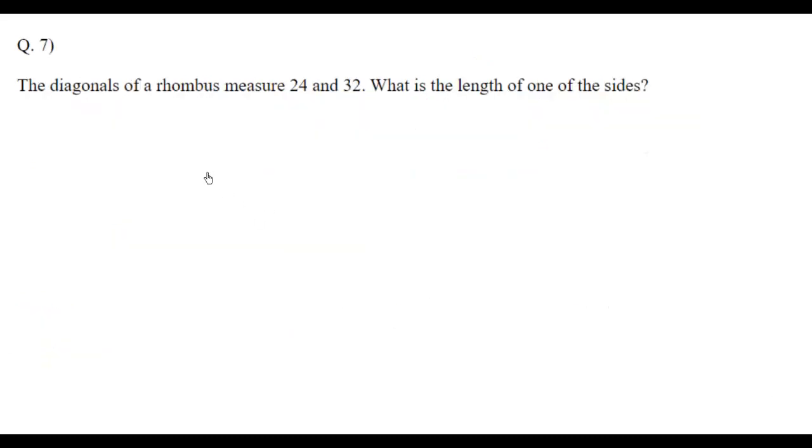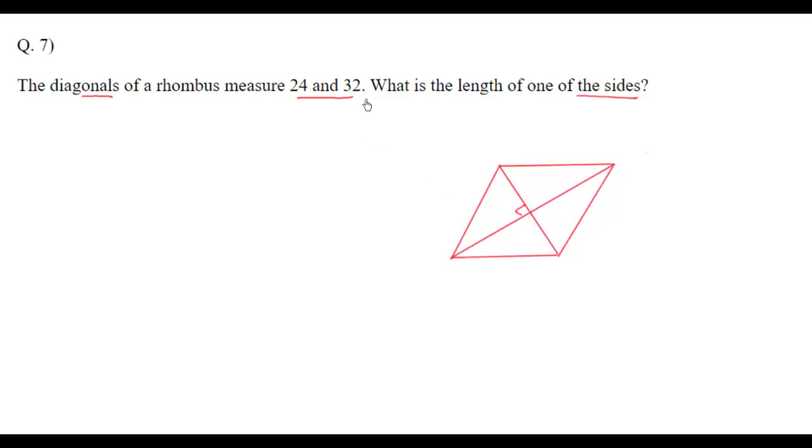Now let's take the 7th question. It's a very easy question. We have been given the diagonals of the rhombus. We know that the diagonals bisect each other at 90 degrees, and we need to find the length of one of the sides. So if you draw one rhombus like this, as per the property, the diagonals will bisect each other at 90 degrees, right?